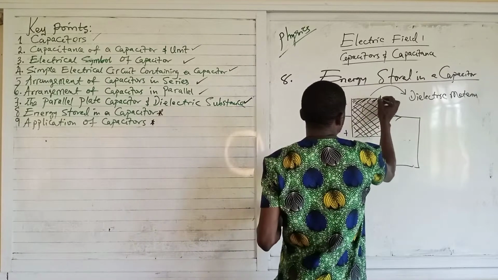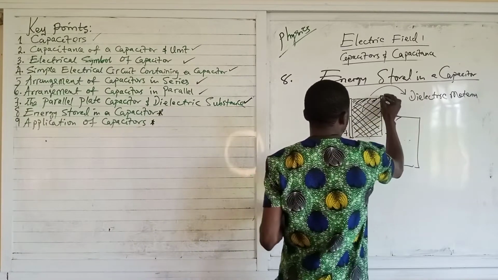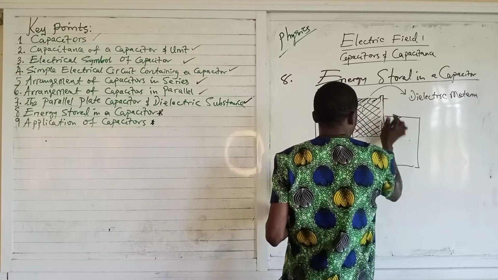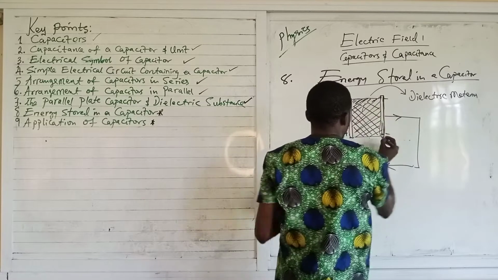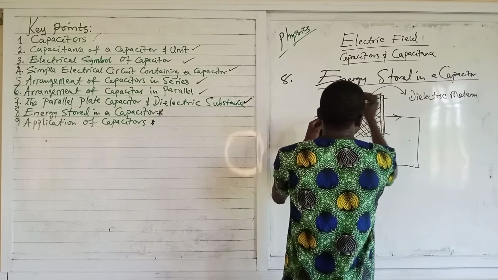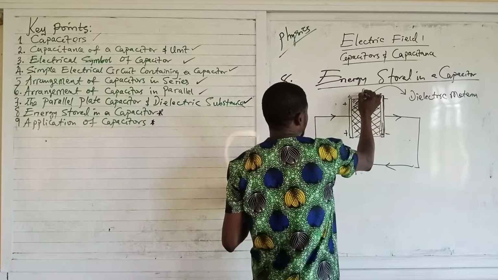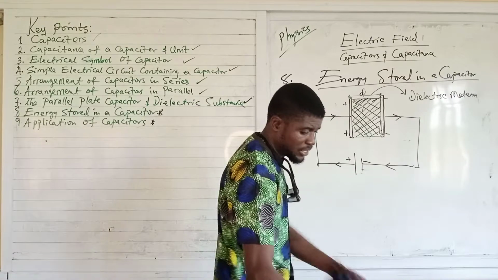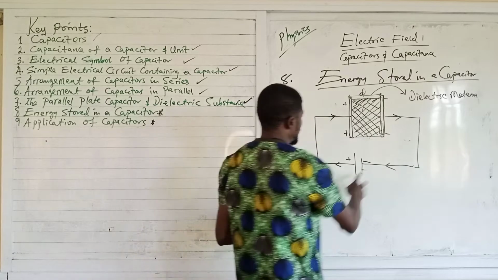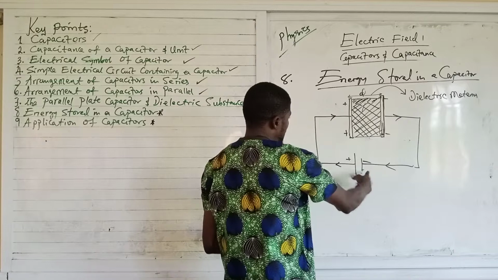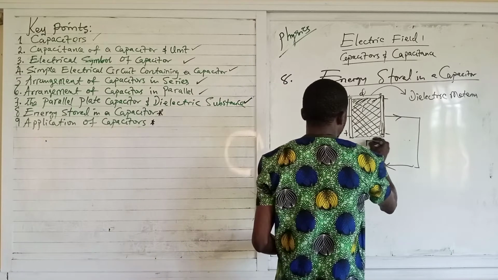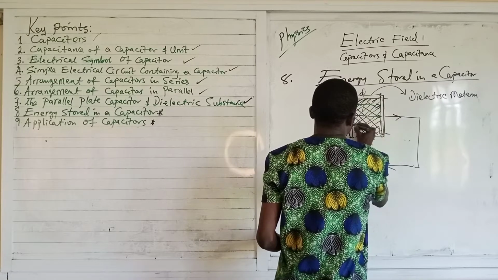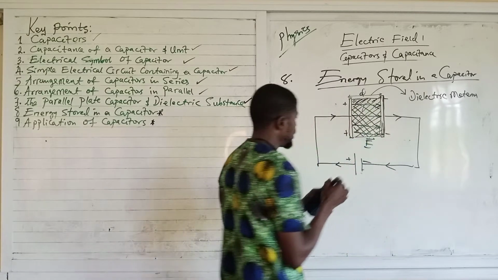Then we said that in between these plates of the capacitor, there is a distance of separation between them called d. When these plates are connected to a power source, an EMF source, an electric field E is generated in this direction.